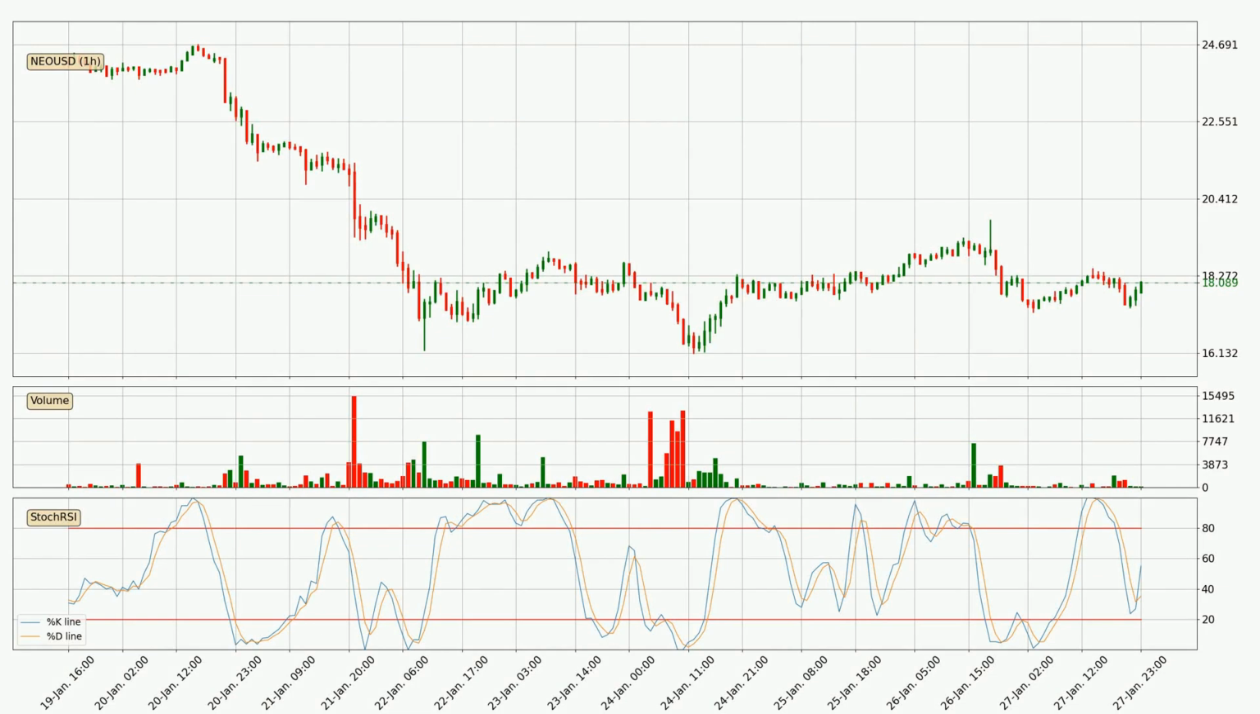Looking at the hourly Stochastic RSI, there are no signs of the Stochastic RSI being oversold or overbought at this time, but the %K line is over the %D line, which means the current trend is to the upside.